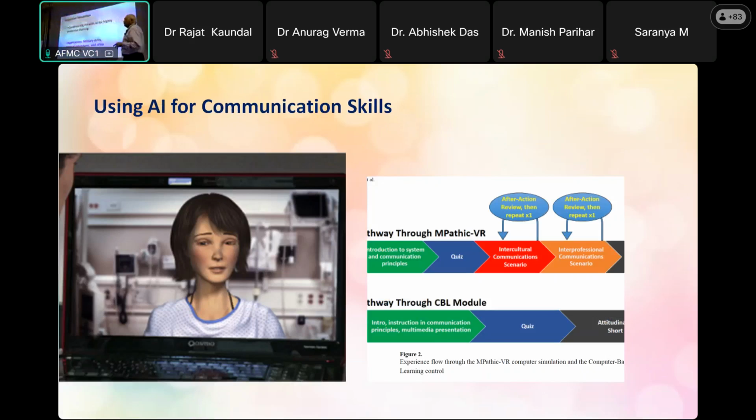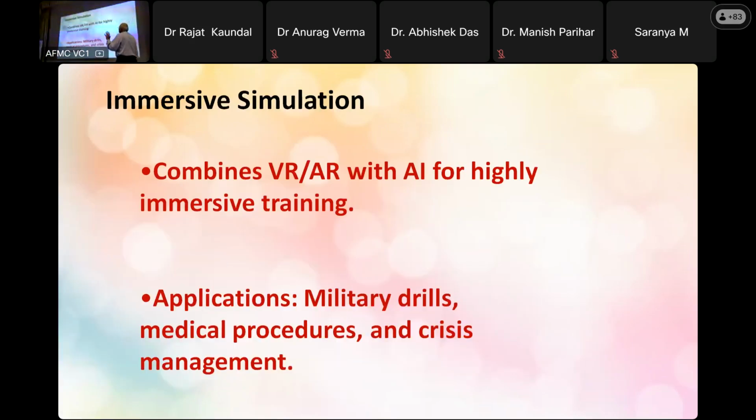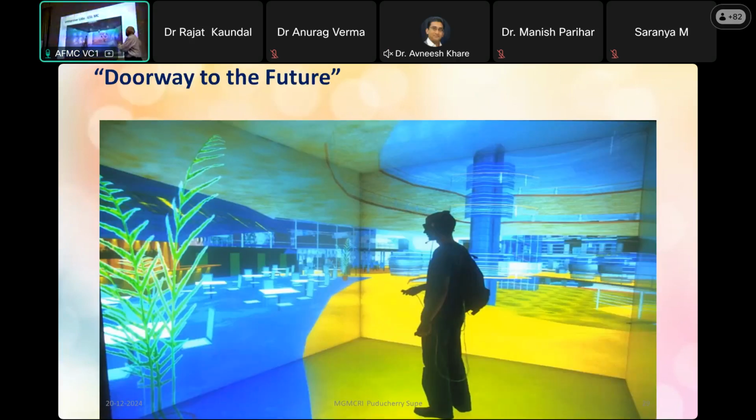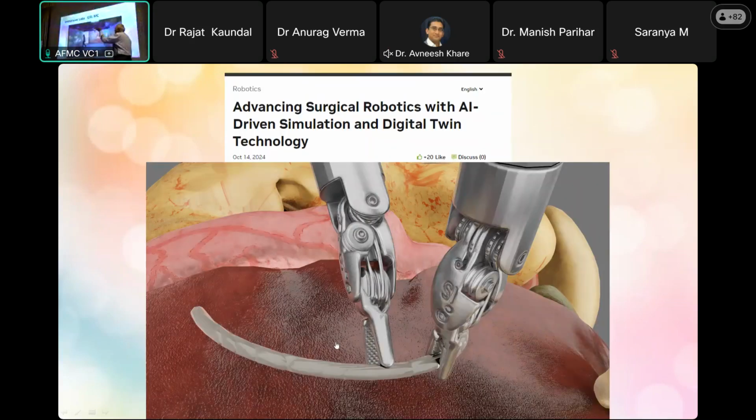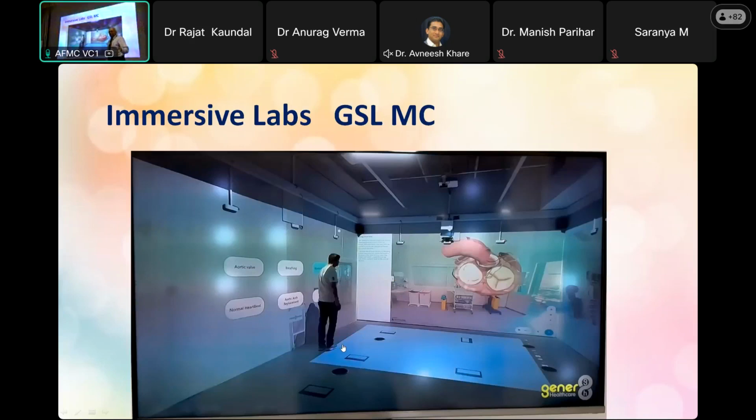The third type of simulation in AI is what is called an immersive simulation. I think Karuna showed some examples, military drills. And now look at this doorway to the future. Look at this kind of immersive lab. This is in India, from GSL, Rajahmundry, in one of the corners of Andhra Pradesh. A student can see, touch, and rotate everything. If you look at this kind of training he is going to do, I'm sure he will have a better understanding. I'm not saying he will have complete haptics.